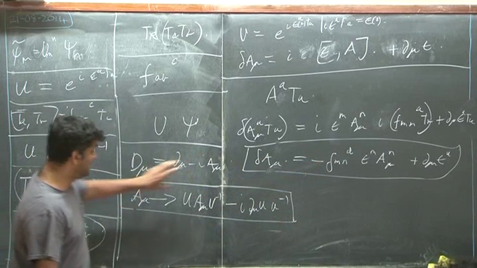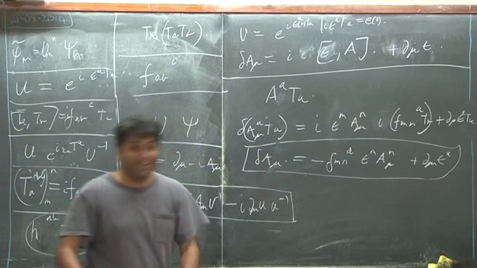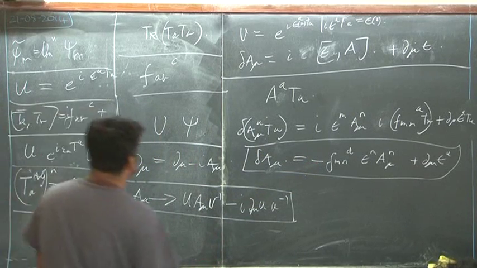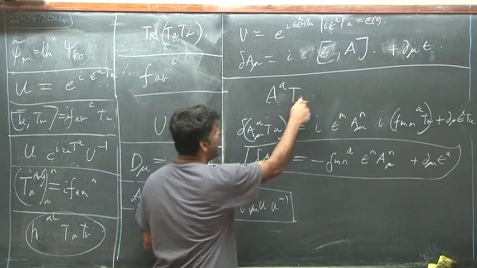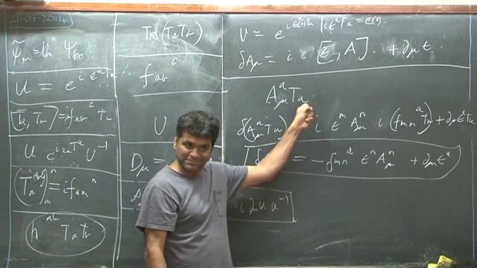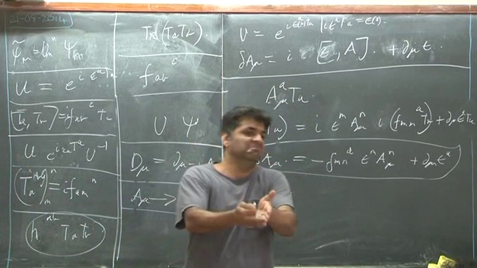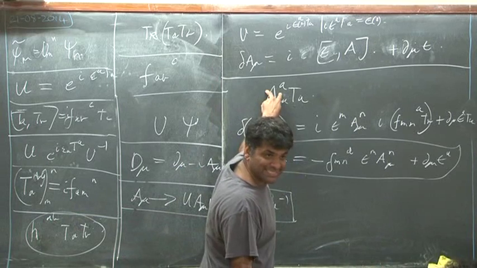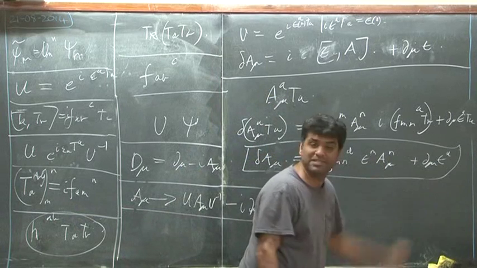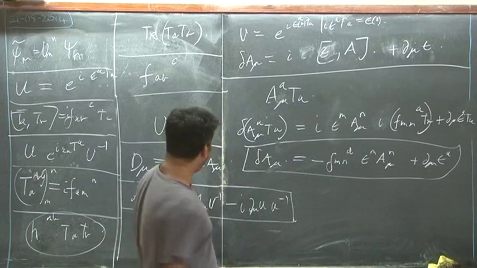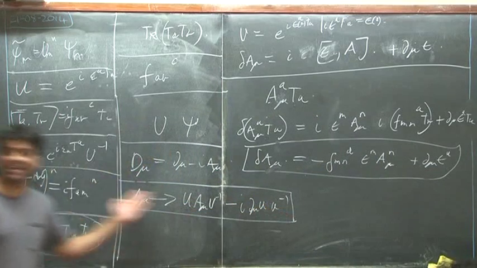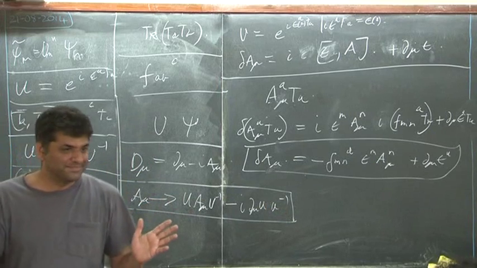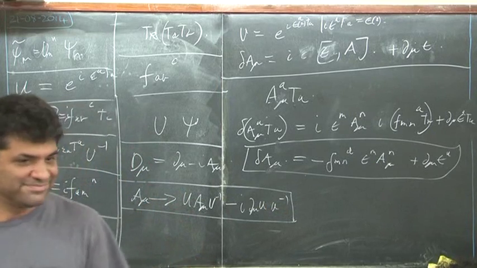Matrices that transform like this, without having to introduce new matrices for every representation. It's a very clever way of implementing it. Just choose A to be A^a T^a, with A^a some numbers. If these A^a transform according to this rule, then in every representation you produce the right transformation. One gauge field does it all.